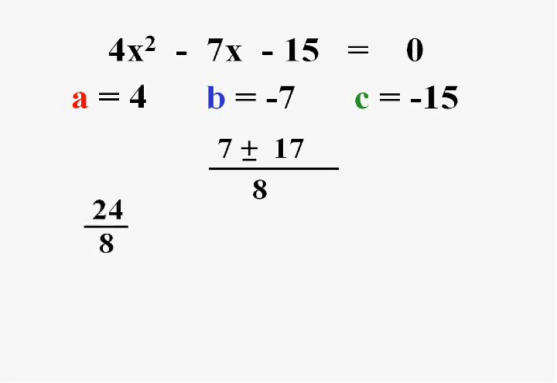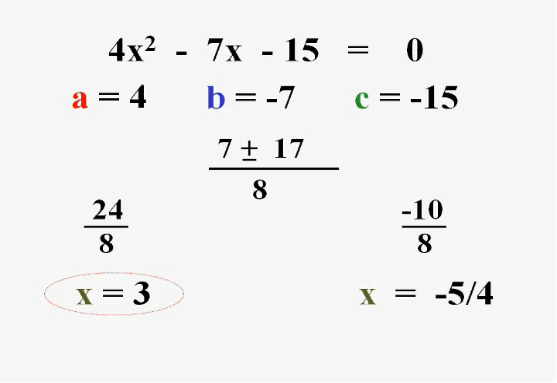7 plus 17 over 8 is 24 eighths. 7 minus 17 over 8 is minus 10 eighths. Wait a minute. 24 eighths is 3. And negative 10 eighths is negative 5 fourths. So we really did get the same answers, didn't we?